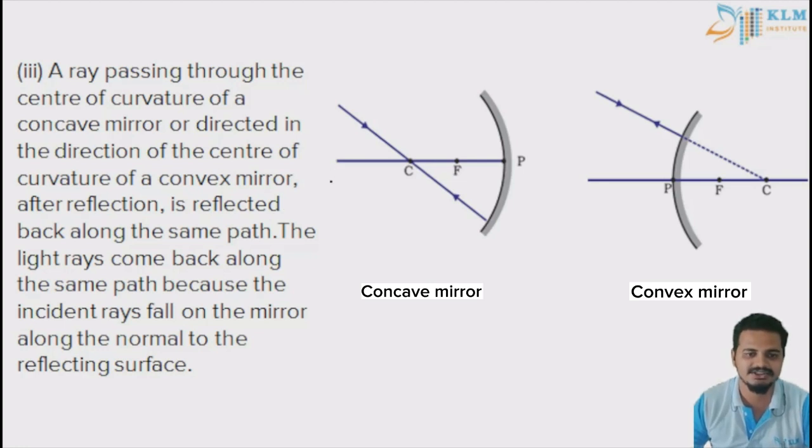A ray passing through the center of curvature of a concave mirror, or directed at the center of curvature of a convex mirror, after reflection is reflected back along the same path. You can see here in both cases, in a concave mirror, if it passes through the center of curvature, it reflects back in the same path. If the incident ray in the convex mirror is directed to the center of curvature, it is reflected along the same path.